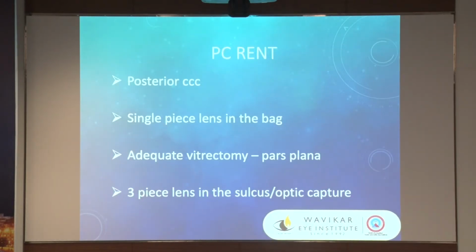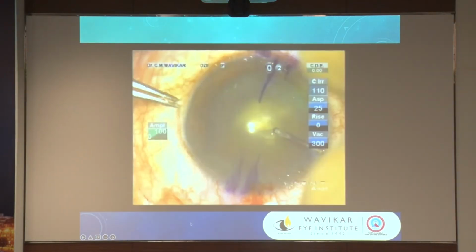Then if there is a PC rent, the first thing is that we have to do vitrectomy. If there is vitreous, be very, very sure that your vitreous is removed. Sometimes it is possible to put a single piece lens in the bag if you manage to do a posterior capsular CCC. But many times the tear is oblong and you can't do it. But an oblong tear has an advantage: you can put the lens across the oblong tear, and therefore many times you can still put the lens in the bag if you go very gently. And of course, keep the 3-piece lens ready so that you can put it in the sulcus.